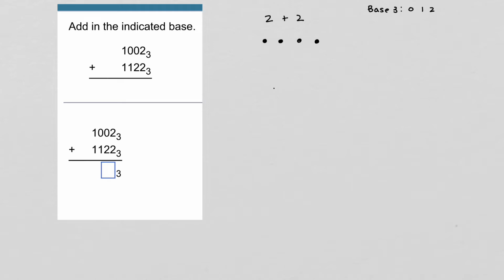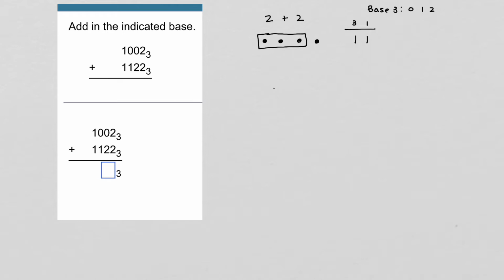Well, what I see is that because I'm working in base 3, every time I have a group of 3, I join them together and make one group. And so this moves over a place value. So 4 in base 10 is the same thing as one group of 3 and 1 left over. So this is the 3's place, and this is the 1's place.